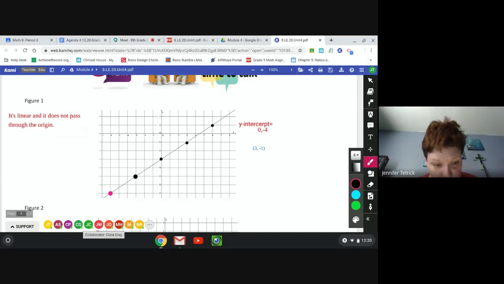All right. Sierra, tell me what's one way we could find slope.